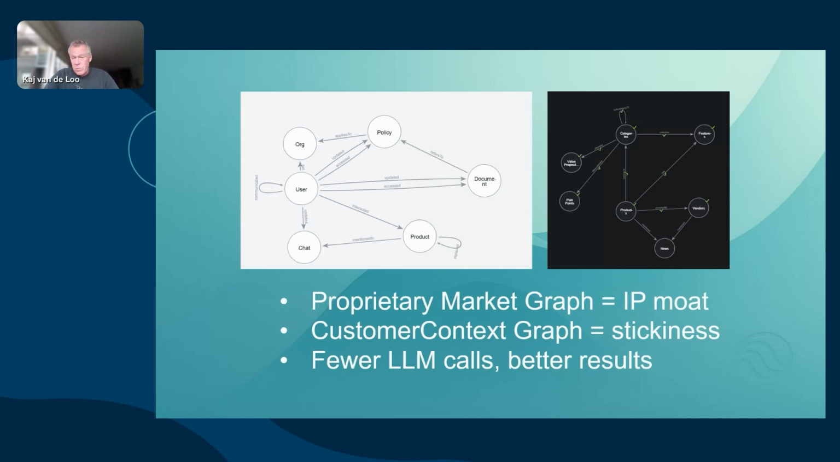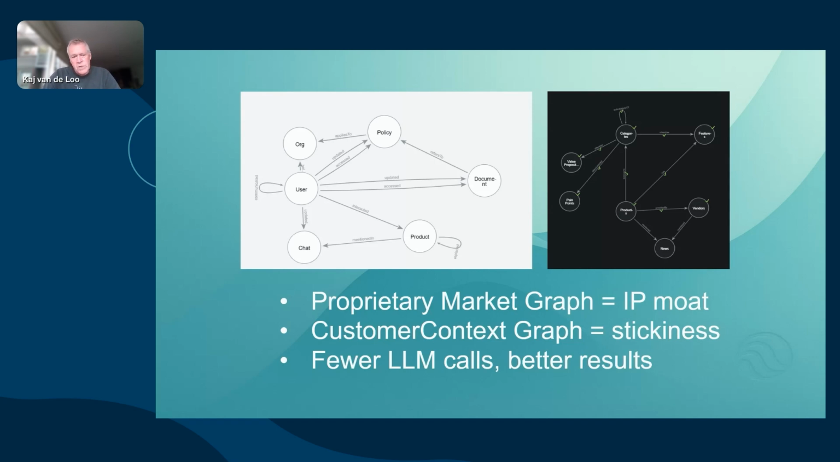This is working really well for us. So this proprietary market graph, which we build every day as we're out trawling the internet, finding things, is a big IP moat. We've built this big graph that really models the whole software market, so we can give really meaningful advice to our users. And the customer context graph makes us sticky, because once you have all your data in here and we know the whole history of everything you've done around buying and using software, that makes our application very valuable.